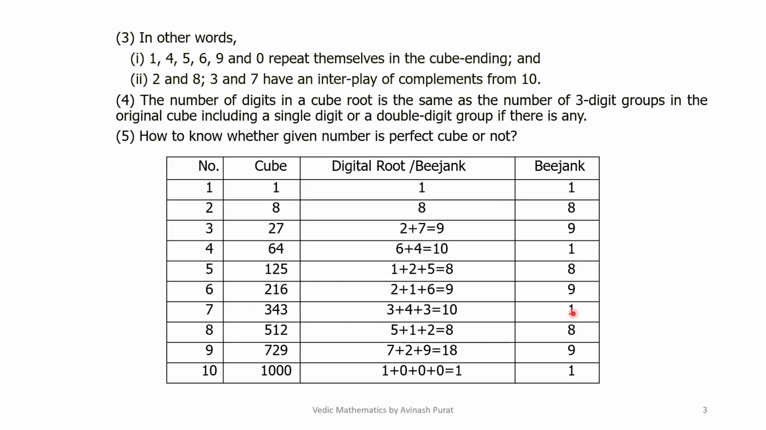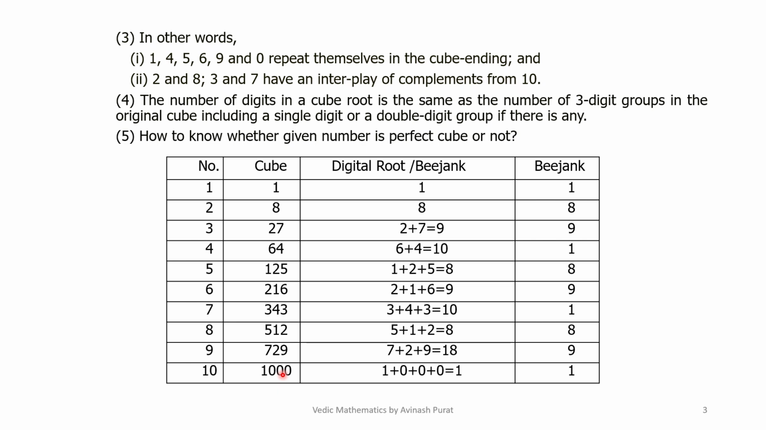Number 7, cube is 343, digital root or Beejank is 3 plus 4 plus 3 equal to 10, so Beejank is 1. Number 8, cube is 512, digital root or Beejank is 5 plus 1 plus 2, that is 8. Beejank is 8. Number 9, cube is 729, digital root is 7 plus 2 plus 9 equal to 18, so Beejank is 9, 1 plus 8 is 9.